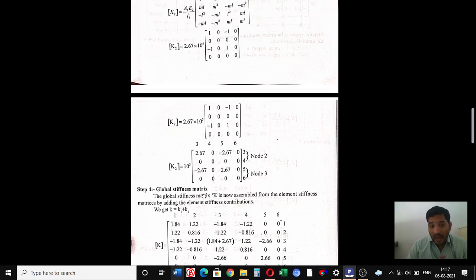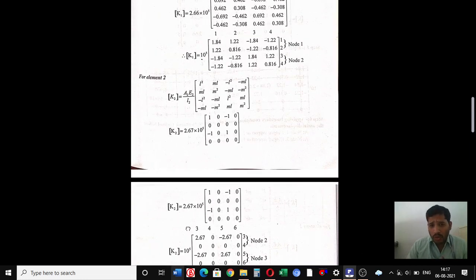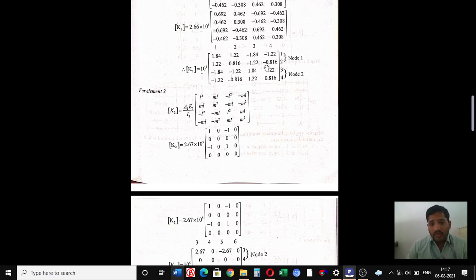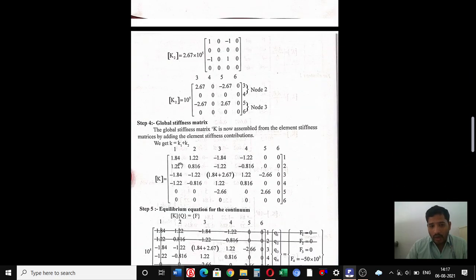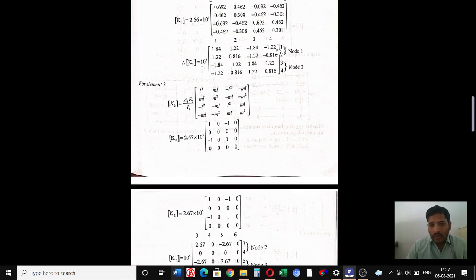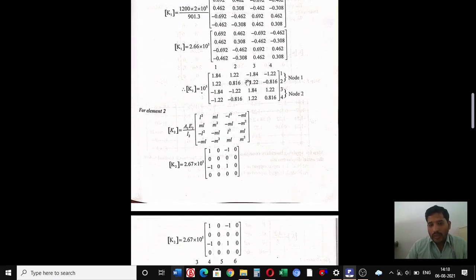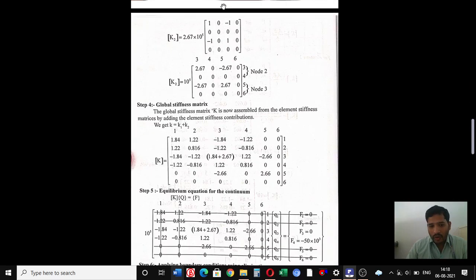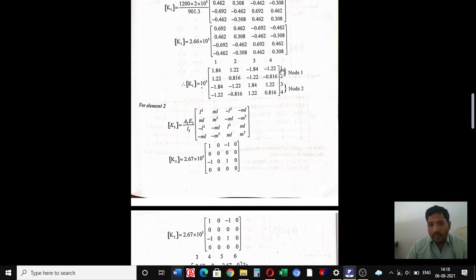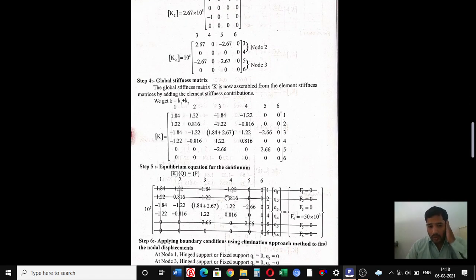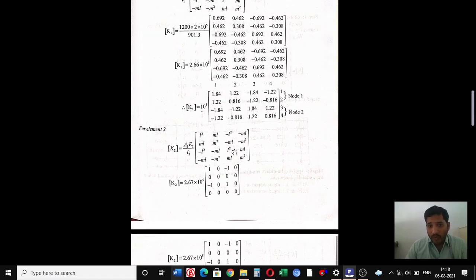Clear? And how to multiply, that is the most important part. Let us see. First you need to multiply the first node to the first node. How much do you get here? 1.84. Clear? Again first node to the second node, how much do you get? 1.22. First node to the third node? Minus 1.84. First node to the fourth node? Minus 1.22.